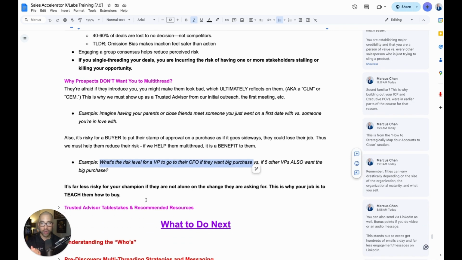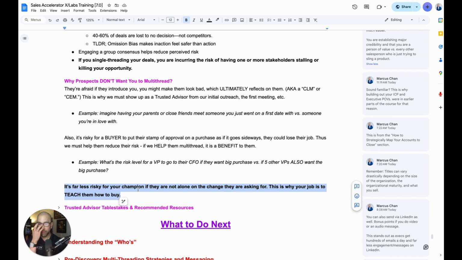So TLDR, it's far less risky for your champion if they're not alone on the change they're asking for. I'll repeat that again. You want to write this down. It's far less risky for a champion if they are not alone on the change they're asking for. So this is why it's your job to help them de-risk the deal and to teach them how to buy.